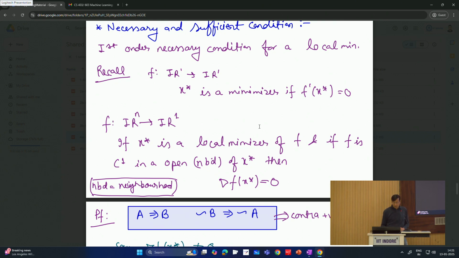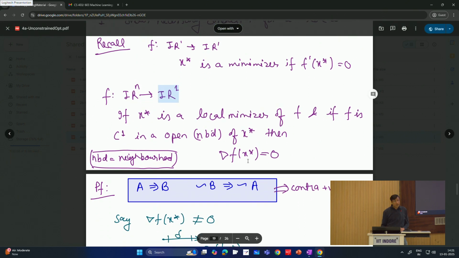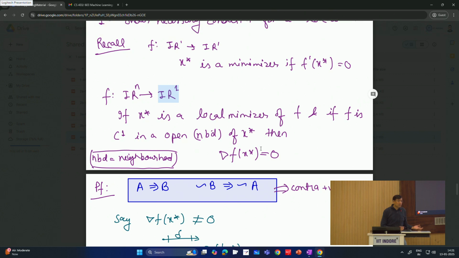But the equivalent for going from Rn space to R1 space is that the gradient is equal to 0. Why? Because the equivalent of the first derivative for a function of many variables is the gradient, which, in case you didn't know earlier, now you know. Everybody with me? In my class I proved this also. You can skip the proof. You don't need to know it. You just need to know that this is a necessary condition.